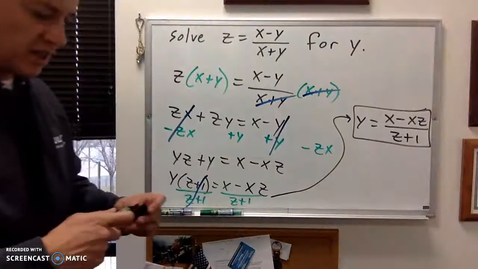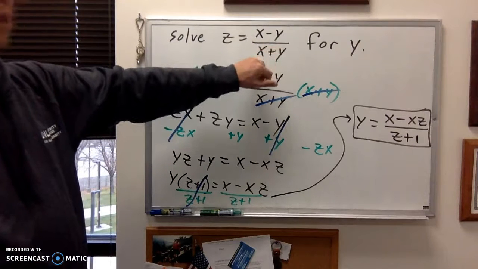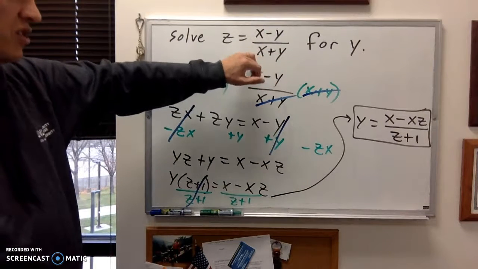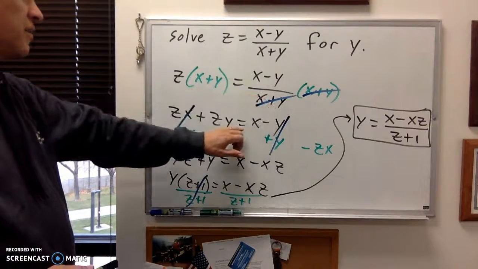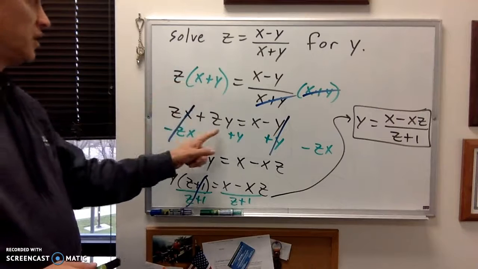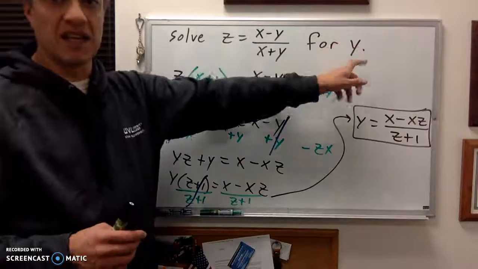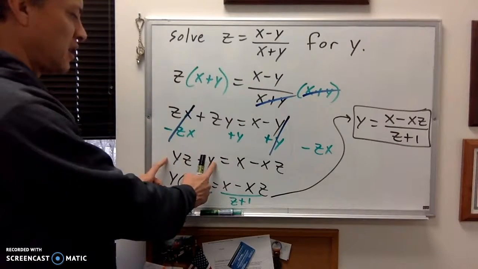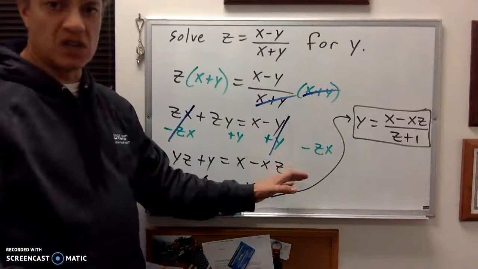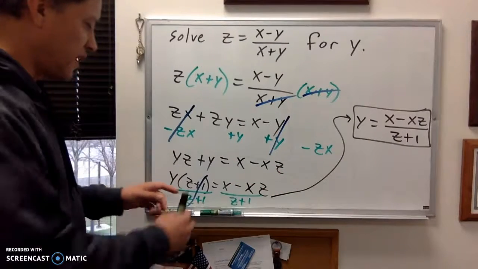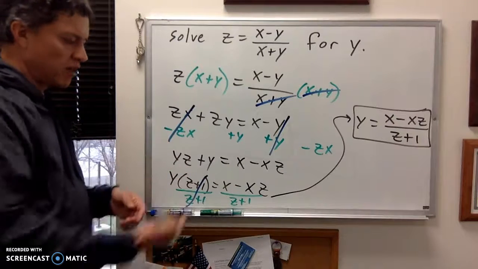So let's review what we did here. First thing, clear out your fraction by multiplying both sides by whatever your LCD is. In this case, it's just that x plus y. So you got rid of the fraction. Then distribute. Then collect every term that has the variable that you want in it on one side of the equal sign, and every term that does not have the variable that you want in it, put that on the other side of the equal sign. And then factor out the variable that you desire, and then divide by whatever's left.